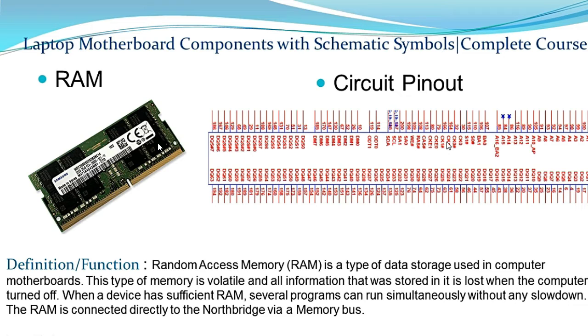So for example, the power for DDR1 is 2.5 volts. The power for DDR2 is 1.8 volts. The power for DDR3 is 1.5 volts. The power for DDR4 is 1.2 volts. And finally, the power for DDR5, one of the most enhanced RAMs, is 1.1 volts.